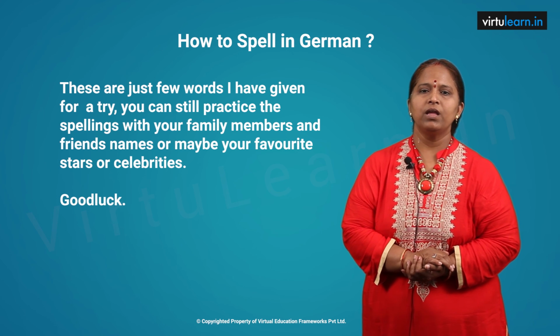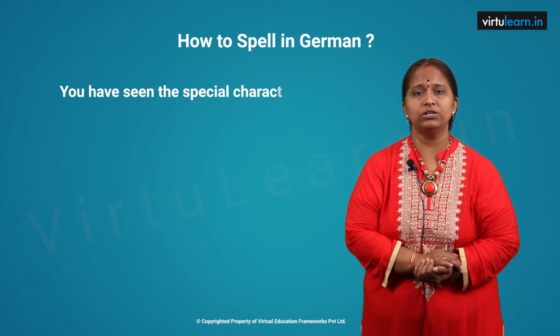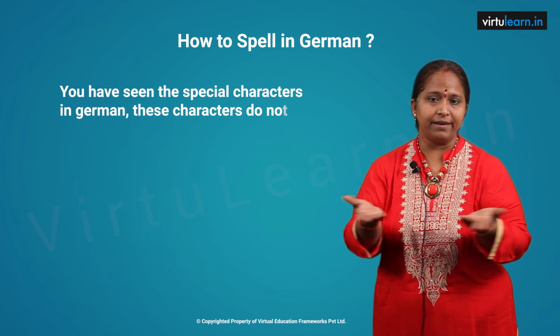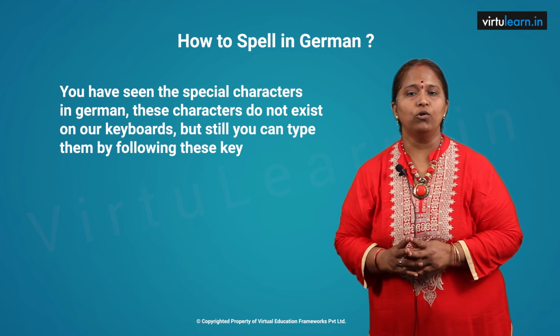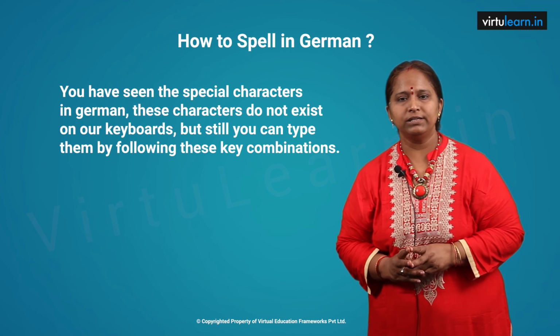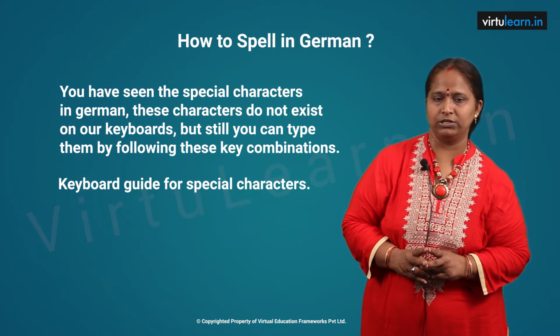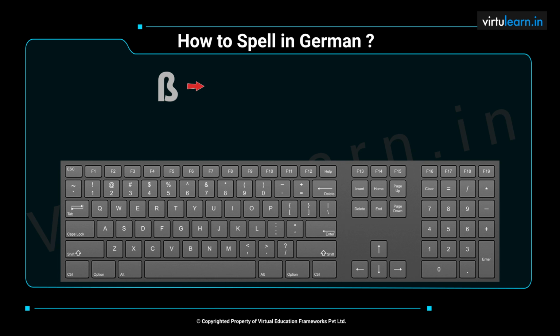Good luck! Now you have seen the special characters in the German alphabets. These characters do not exist on our keyboards, but still you can type them by following these key combinations. So what is the keyboard guide given for these special characters? To type ß, we need to press the combination of Alt plus 0223. Once again, to get ß in your text, we need to press Alt plus 0223.